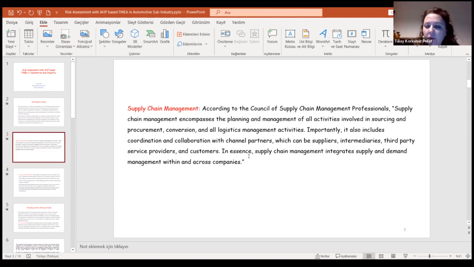According to the Council of Supply Chain Management Professionals, supply chain management encompasses the planning and management of all activities involved in sourcing and procurement, conversion, and all logistic management activities. Importantly, it also includes coordination and collaboration with channel partners, which can be suppliers, intermediaries, third-party service providers, and customers. In essence, supply chain management integrates supply and demand management within and across companies.